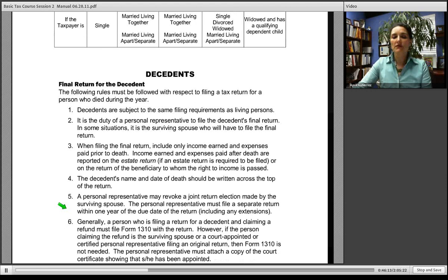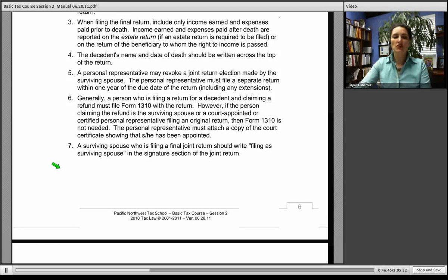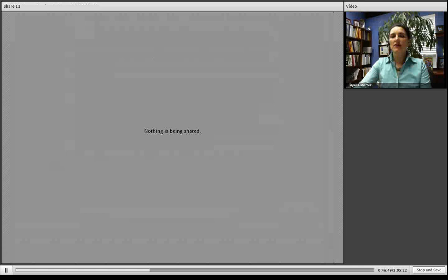Generally, a person who is filing a return for a decedent and claiming a refund must file IRS Form 1310 with the return. However, if the person who is claiming the refund is the surviving spouse or is a court-appointed or certified personal representative filing an original return, then Form 1310 is not needed. The personal representative must attach a copy of the court certificate showing that he or she has been appointed. A surviving spouse who is filing a joint return should write "filing as surviving spouse" in the signature section of the joint return. So let's pull up a 1040 and just see what we mean by that.